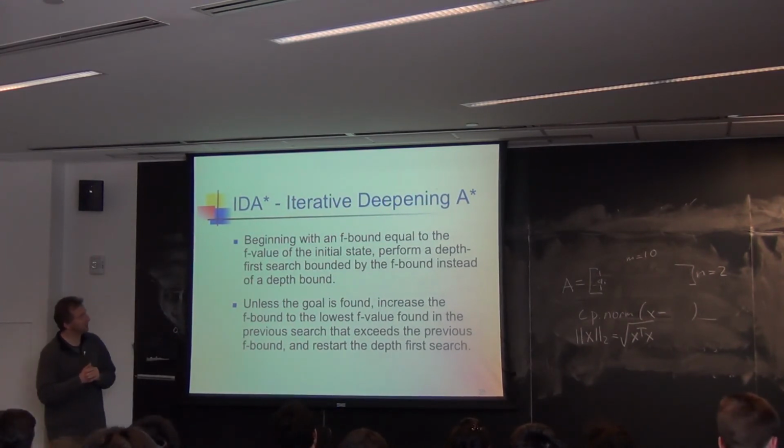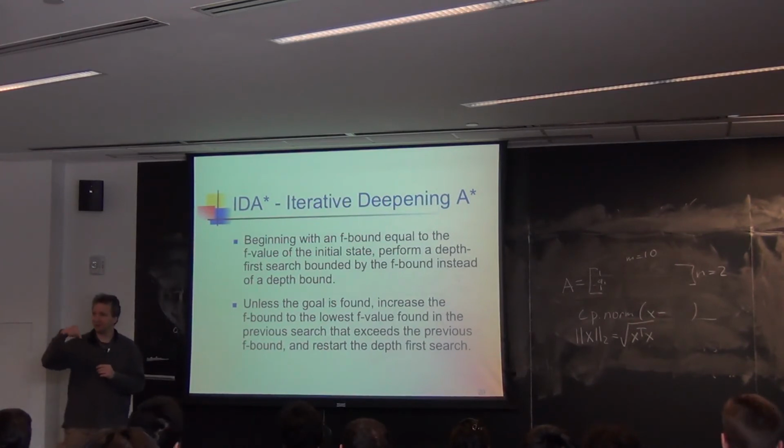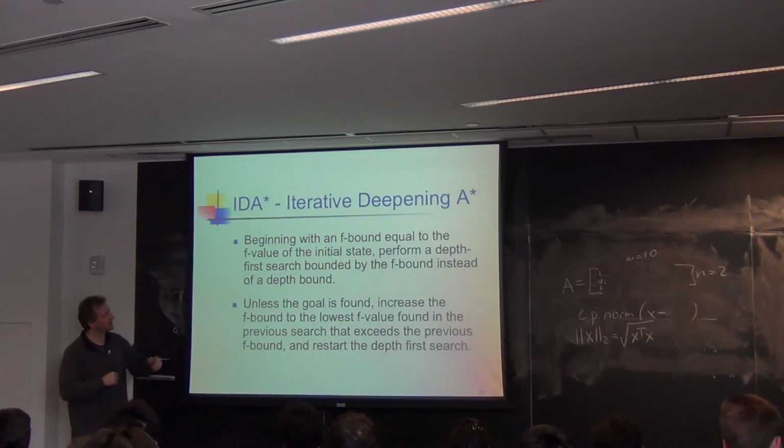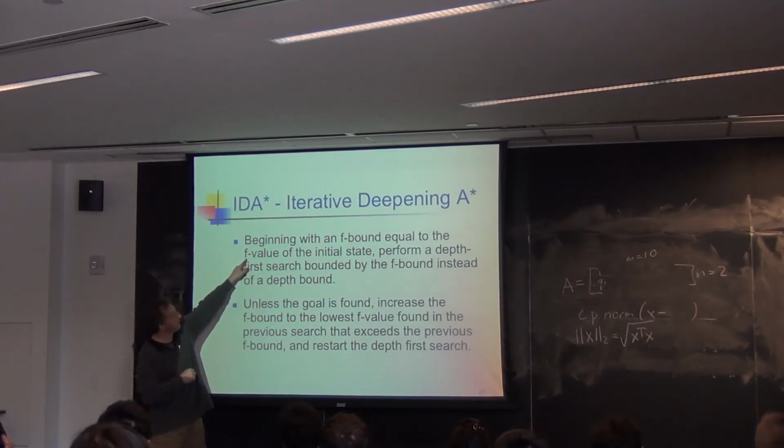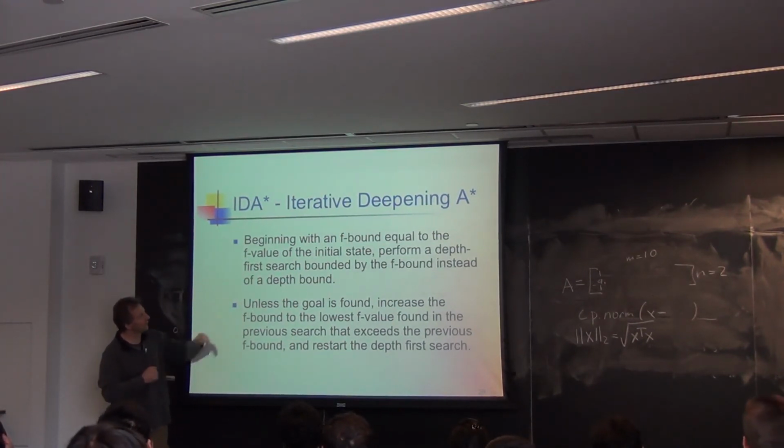This is very similar. You're going to do a depth first search like that, but instead of using the depth of the search, you're going to use this f bound, which is equal to the f value of the initial state. Perform a depth first search, bounded by the f bound instead of the depth bound.